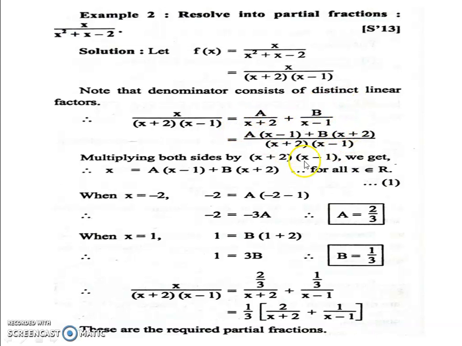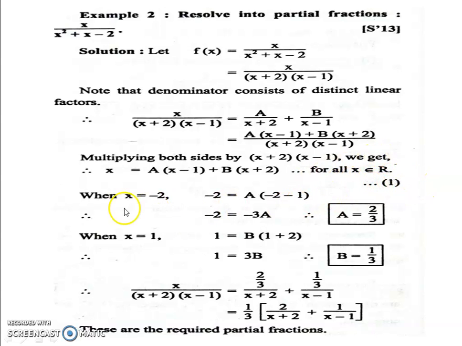We take the cross multiplication. So A into x minus 1 plus B into x plus 2 upon x plus 2 into x minus 1, and this term remains the same. So we multiply both sides by x plus 2 into x minus 1. That means multiply numerator and denominator. These will all get cancelled. We derive the answer as only the numerator. What is remaining? x here. Capital A into x minus 1 plus capital B into x plus 2, which holds for all x belongs to R.